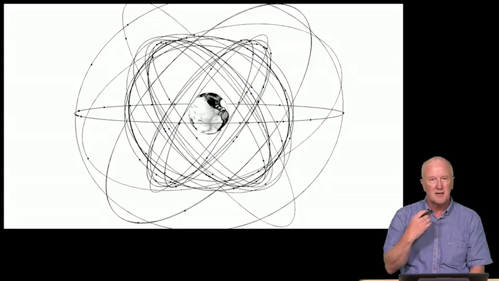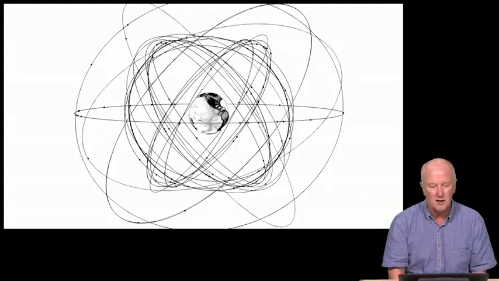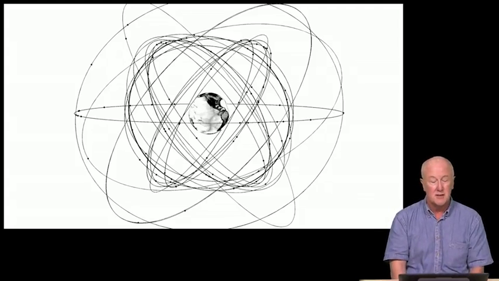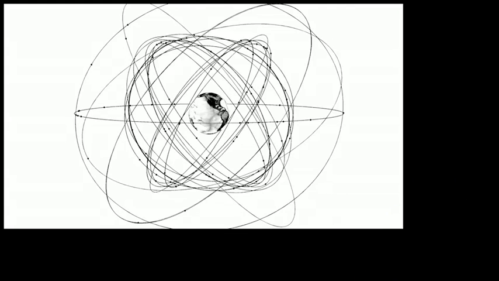The European satellite system is called Galileo, only 4 satellites so far. The Chinese is called Beidou, which is Chinese for Big Dipper, drawing its name from the famous constellation of stars. And there are about 16 Beidou satellites on orbit today.